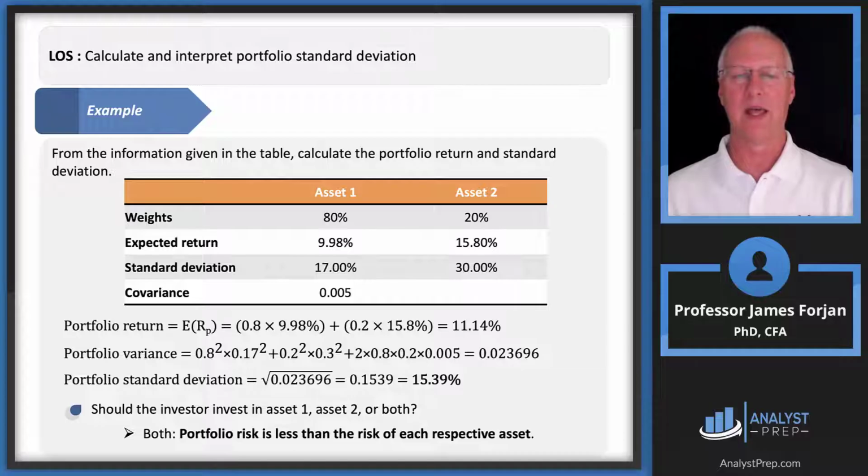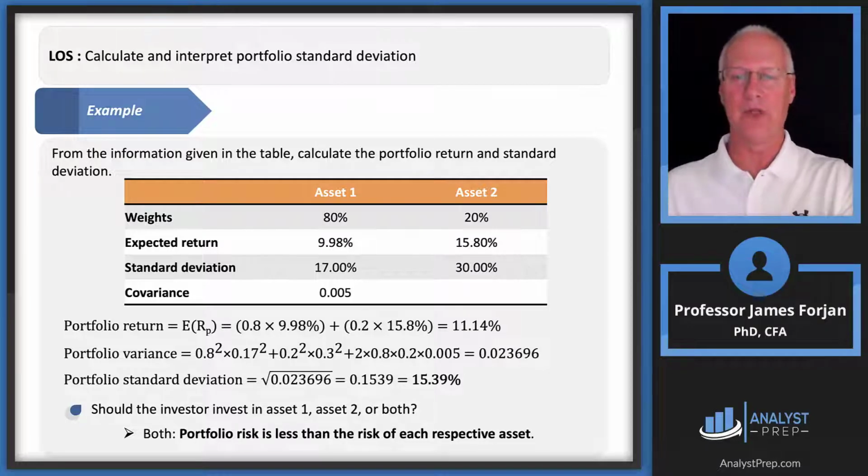So let's go ahead then and do the portfolio variance. We're going to take 80% squared times the standard deviation squared. Don't forget to square it. Now, if you're given the variance in the question stem, you don't have to square it. Make sure you're sensitive of what's given in the stem. We're going to add 20% weight squared times the 30% standard deviation squared. And then we're going to add 2 times weight 1, which is 80%, times weight 2, which is 20%.